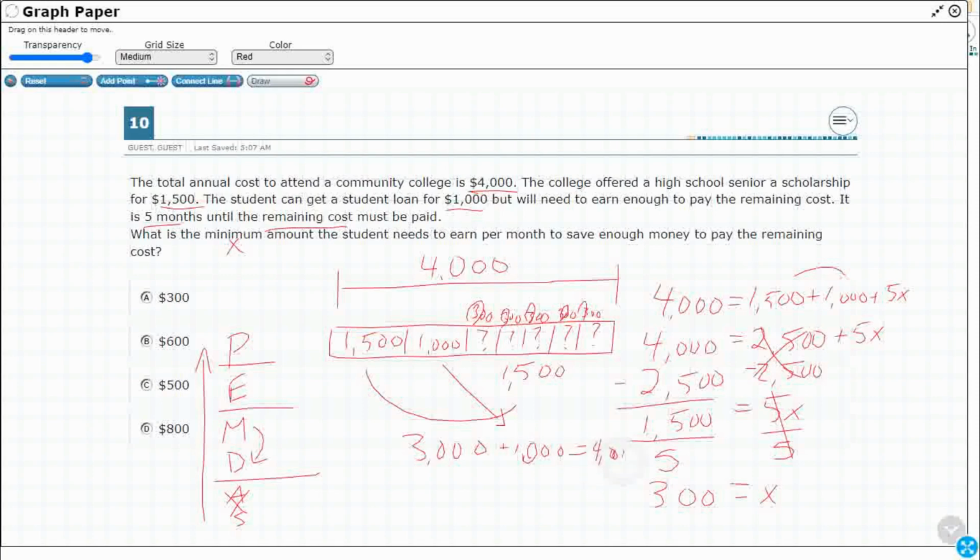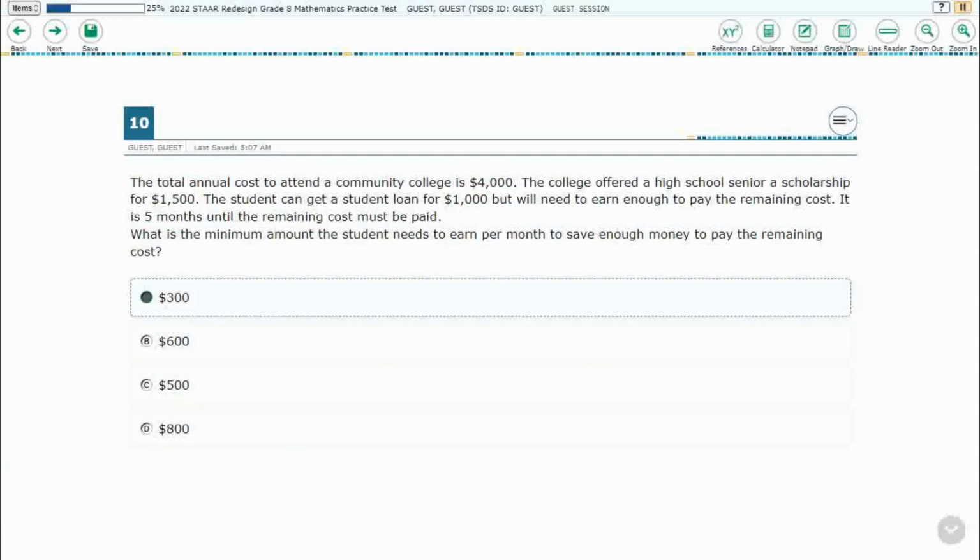So it does look like that 300, choice A, is going to work. And as you can see, the other options are pretty close. They may have just kind of excluded one of these or divided incorrectly. Either way, though, our answer is A, 300.